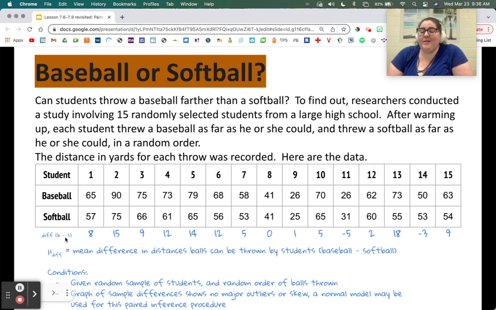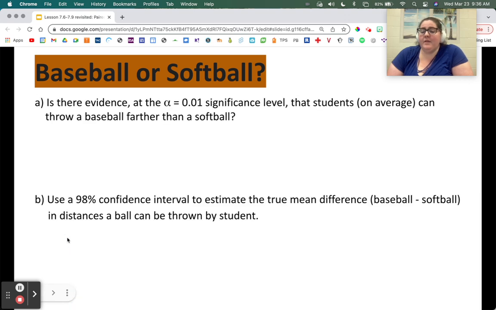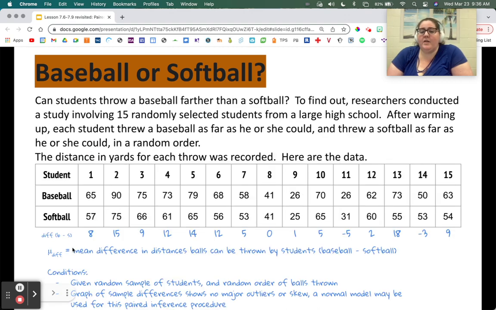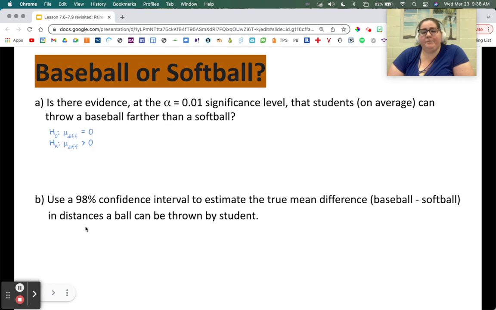If you had subtracted the other way, softball minus baseball, then to do this same test, you would say mu diff less than 0, because that would mean that the softball number was less than the baseball number. So you have to make sure that your alternate hypothesis matches the way that you subtracted when you did your data. So those are my hypothesis statements for that first step.